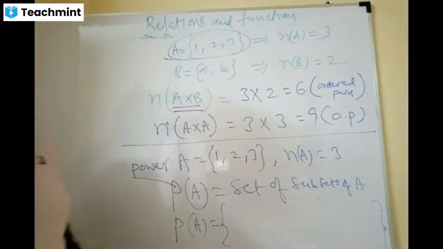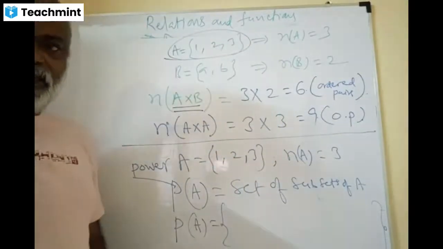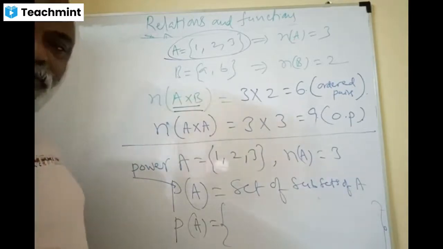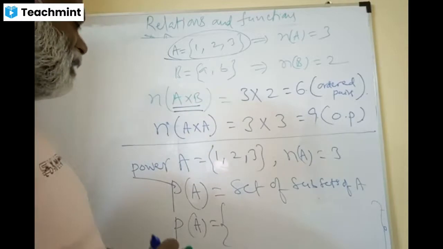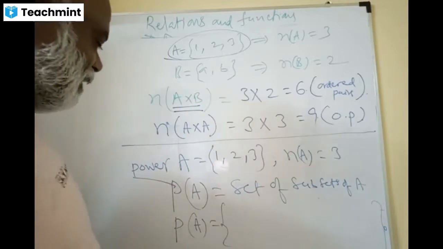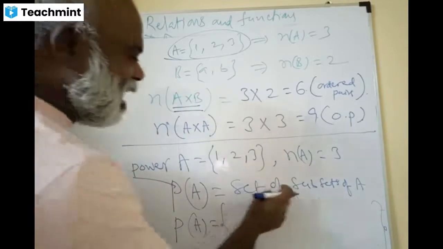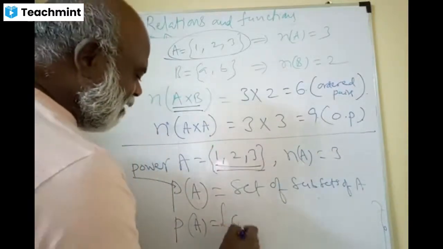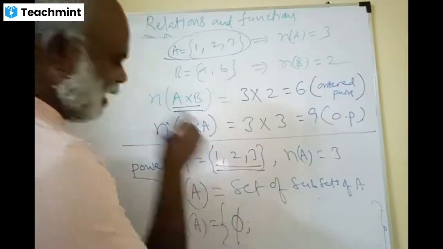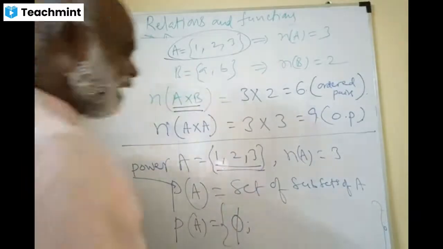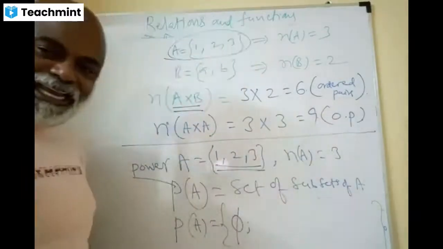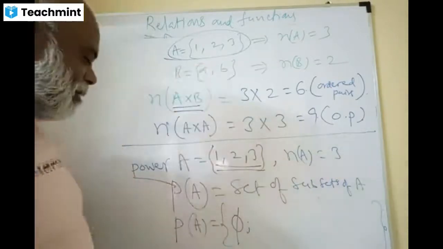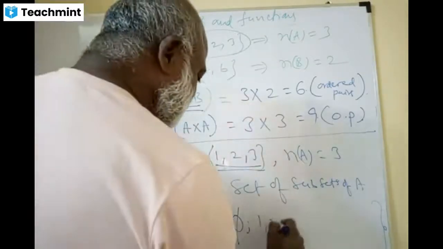This is very, very important if you understand relations. All these things are important. Of course, the book is not testing these things, but in an MCQ test they will test in any way they like. P of A means what? Set of subsets of A. A is this. Every null set is a subset of A, and every set is a subset of A. Yes or no? A is a subset of A itself. Yes or no? So write that, please.